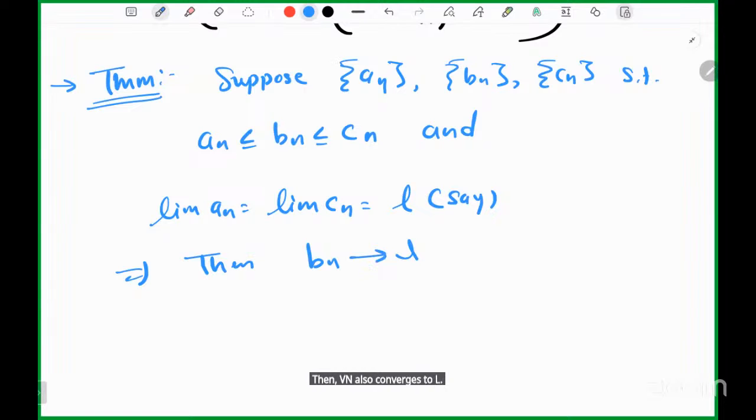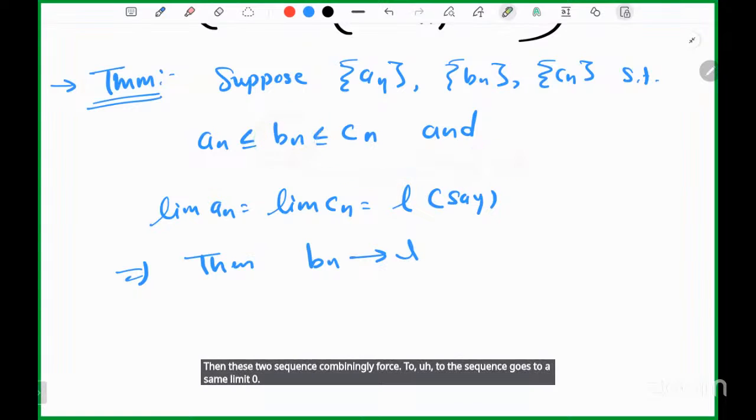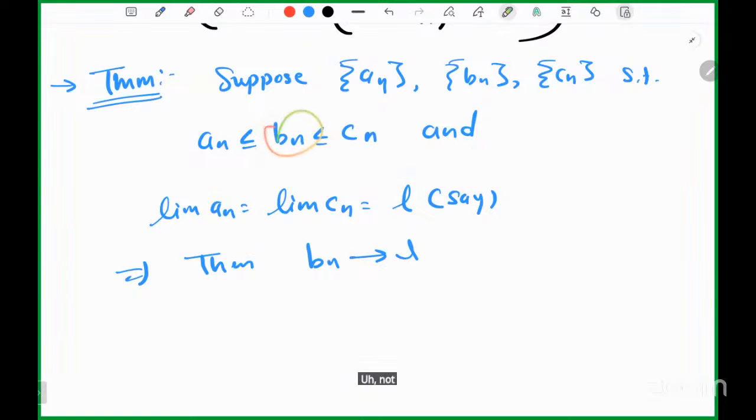This is known as the sandwich rule or sandwich theorem. It simply says that if you have three sequences in this manner, that a_n is less than or equal to b_n, which is less than or equal to c_n, and if the outer two sequences are converging to the same limit l, then these two sequences combine to force this sequence to go to the same limit. Not 0, l, sorry. That means b_n also converges to the same limit l.